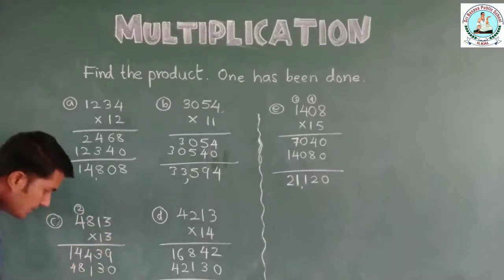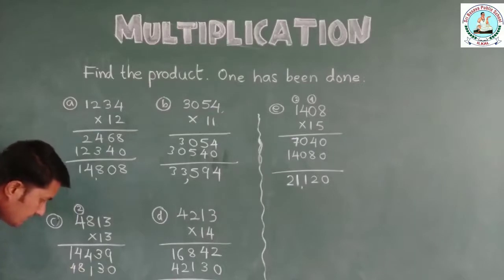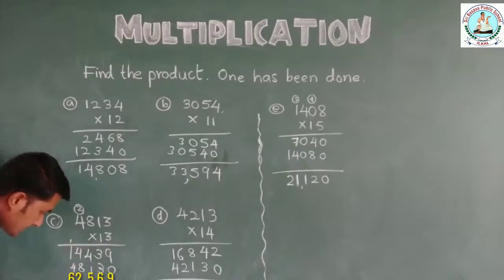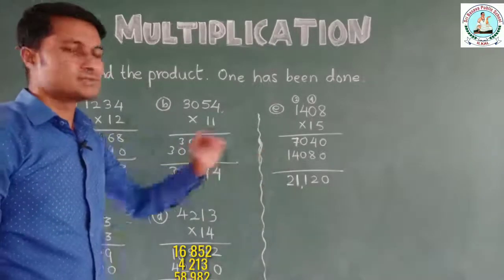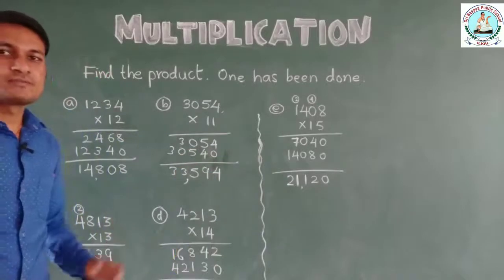So just add. It is 9, 6, 5, right? It is 12, 1 carry over, it is 6. So 62,569 is the product, and this is also solved. So you can make note of this.